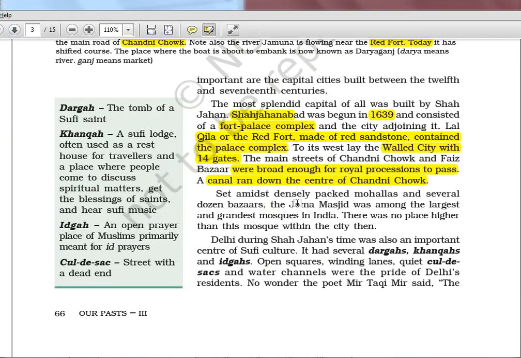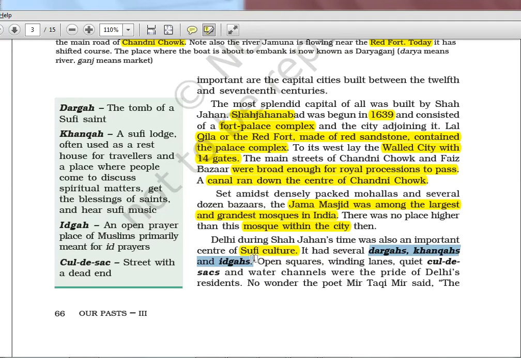Set amidst densely packed mohallas and several dozen bazaars, the Jama Masjid was among the largest and grandest mosques in India. There was no place higher than this mosque within the city then. Okay, Jama Masjid. Delhi during Shah Jahan's time was also an important center of Sufi culture. It had several dargahs, khanqahs and idgahs.